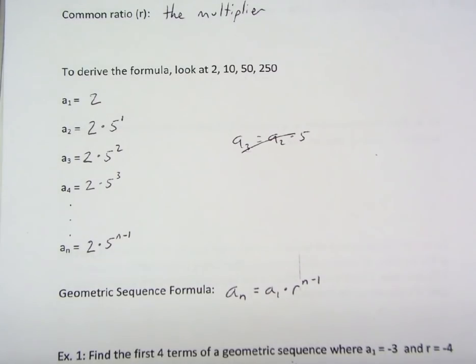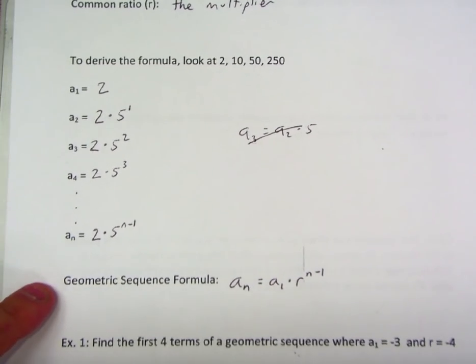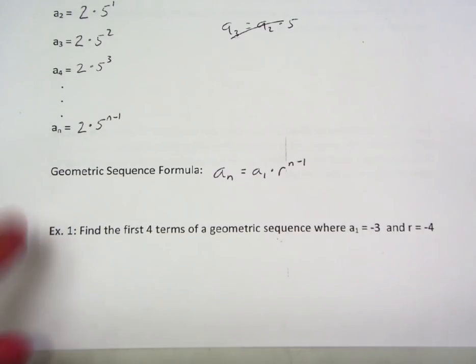And on your quizzes and on your test, like I said, I'm going to give you these formulas. You just have to know when and how to use them. All right. Next, find the first 4 terms of a geometric sequence where the first term is -3 and the ratio is -4. So I've mentioned in this chapter that sometimes the formulas don't help you. Sometimes they make your life harder.